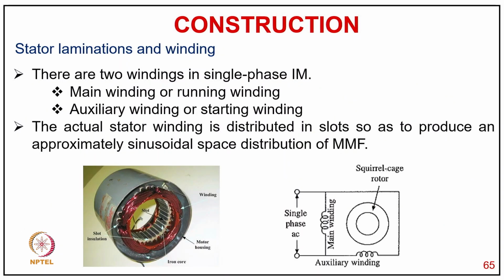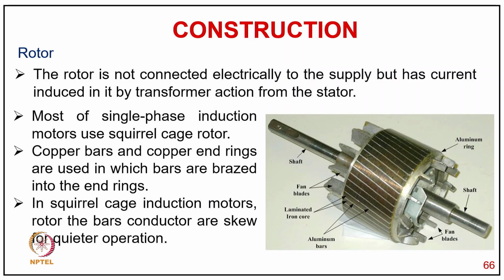Now coming to the winding. There are two windings in a single phase induction motor: the main winding, which we also call the running winding, as you can see in the diagram and in the photograph of the motor part. The stator winding is distributed in slots to produce an approximately sinusoidal space distribution of flux. So you have a main winding and an auxiliary winding here. Then you have a rotor, the cage with aluminum bars and end rings, normally made of aluminum, with skewed slots or skewed bars. The fan blades on top are also part of the aluminum die casting, which we do together.